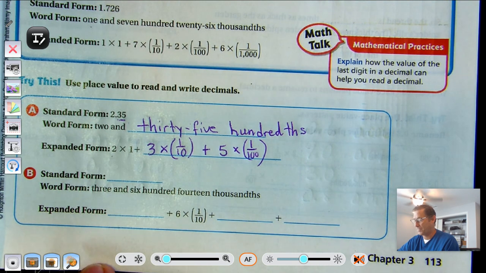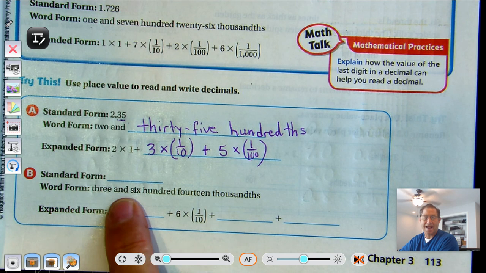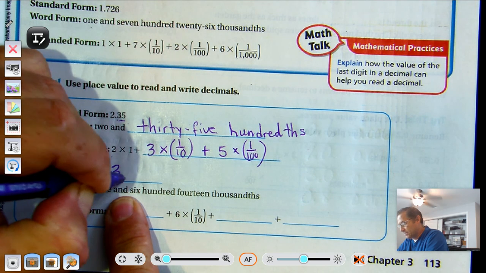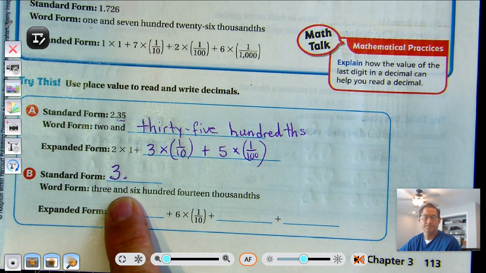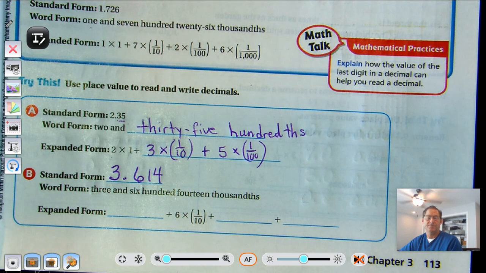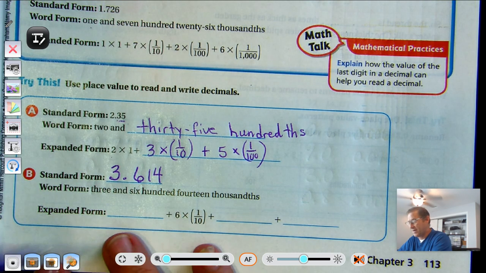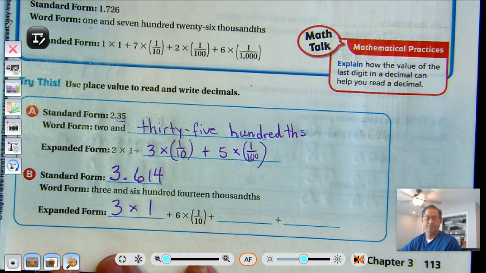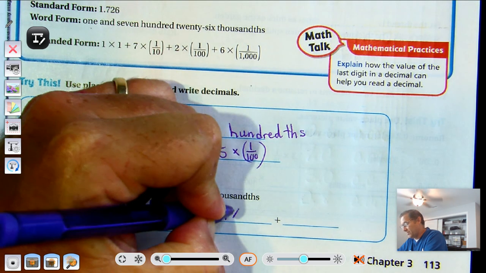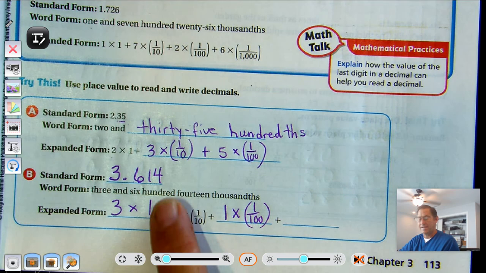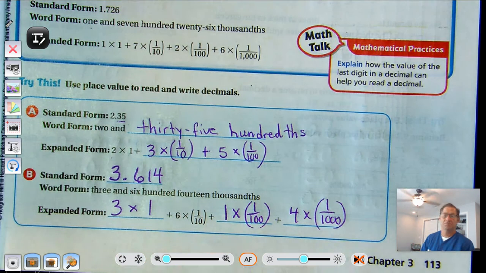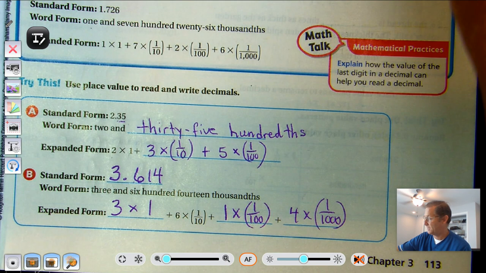All right, let's look at B. So this time they gave us the word form, 3 and 614 thousandths. All right, so 3 and, so that means we have 3 whole numbers. 614 thousandths. What would that look like in expanded form? Well, the ones are worth 1, so 3 times 1. The tenths, the 6 is in the tenths place. The 1 is in the hundredths place. And the 4 is in the thousandths place. All right, so let's keep practicing.